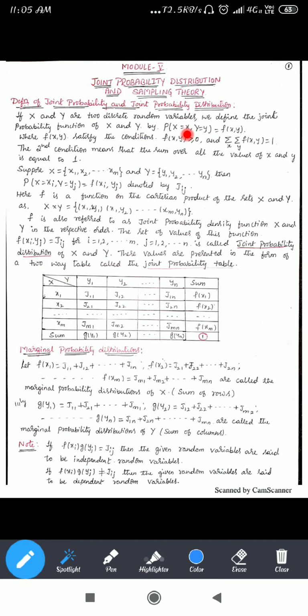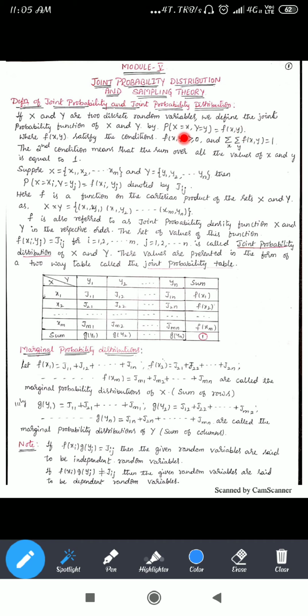If x and y are discrete random variables, normally in the third module we did probability distribution where we have only one random variable. But here there are two random variables. So we're joining the variables, it means we're joining the x and y variables. So it is named joint probability distribution. See here, if x and y are two discrete random variables, we define the joint probability function of x and y, that is P of X equals x and Y equals y, that is f of xy.